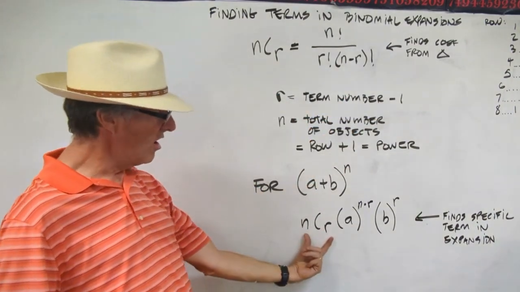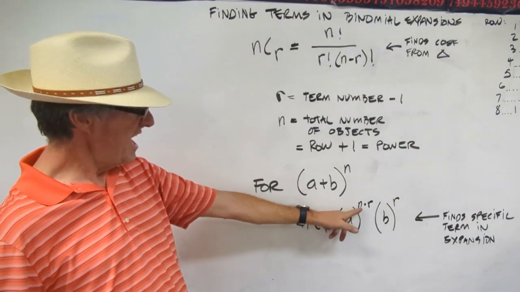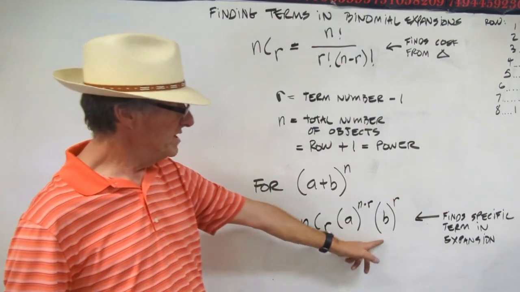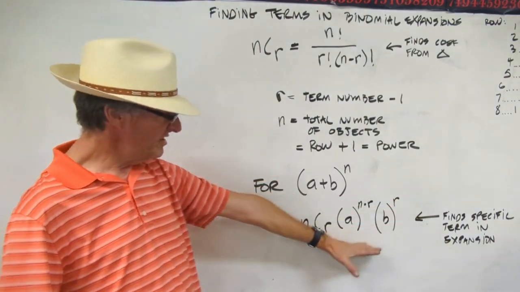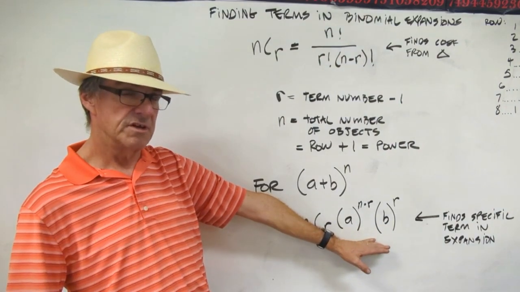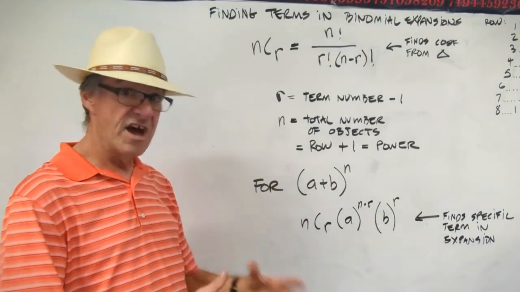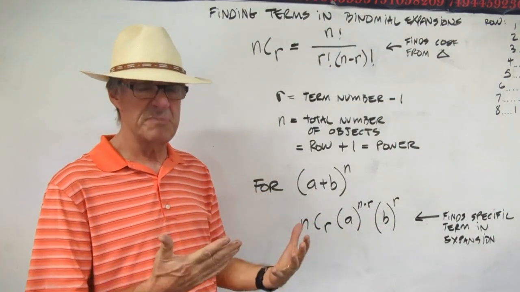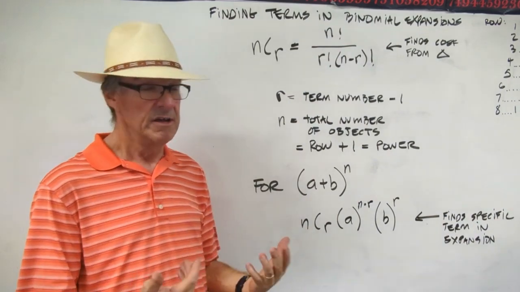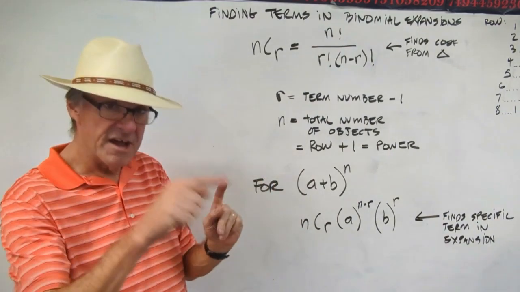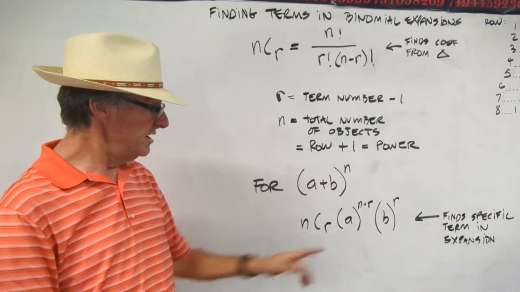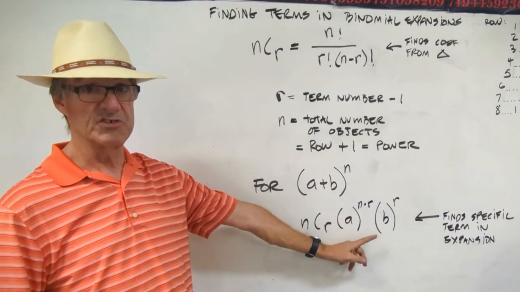So it's nCr, and then it's a to the n minus r, b to the r. So you can see this is a pretty simple plug-in step. Now, it's going to allow you to find a specific term in a binomial expansion, like say to the 10th power. If you had to do that and then figure out that certain term, that's a lot of steps. This one's going to get you there much, much quicker.